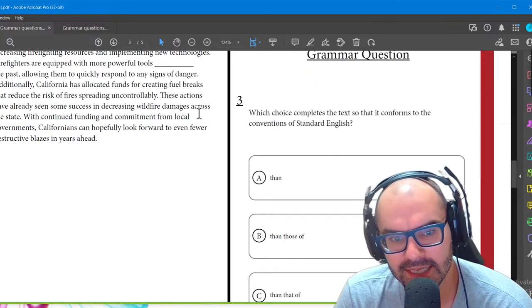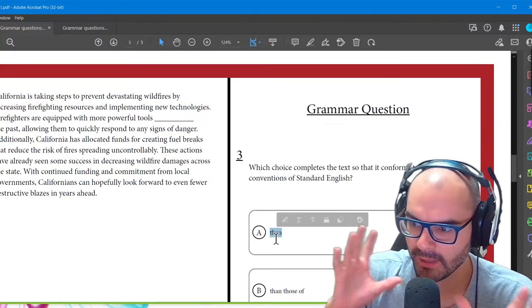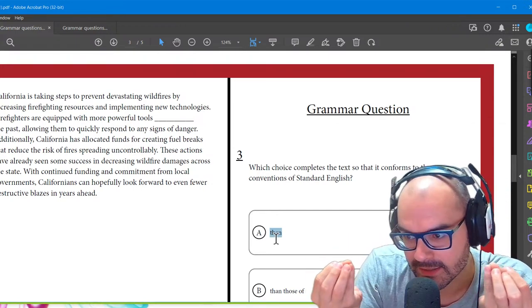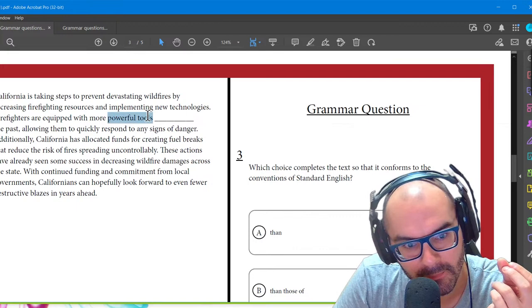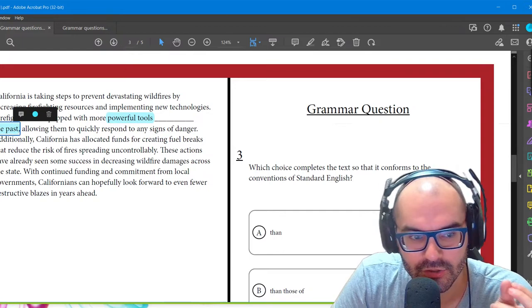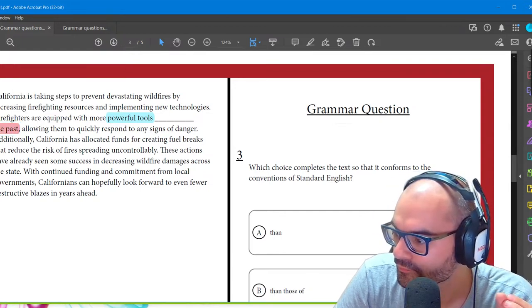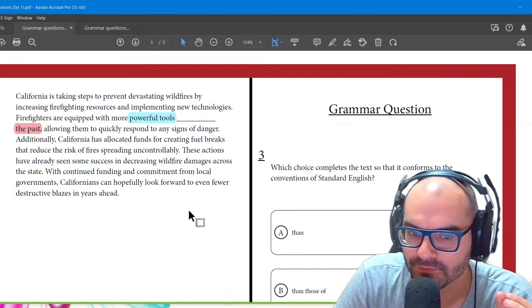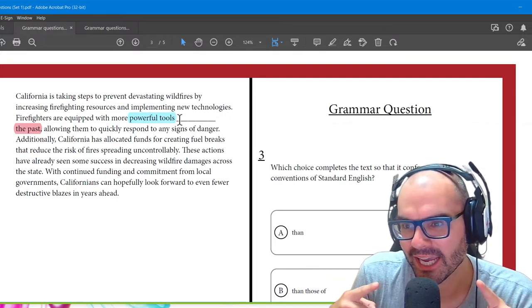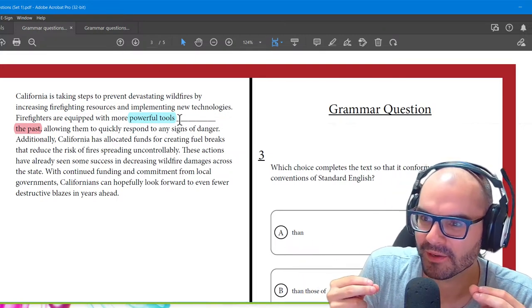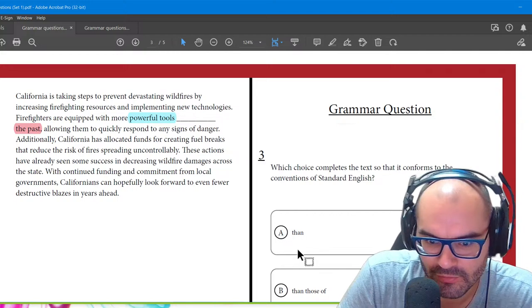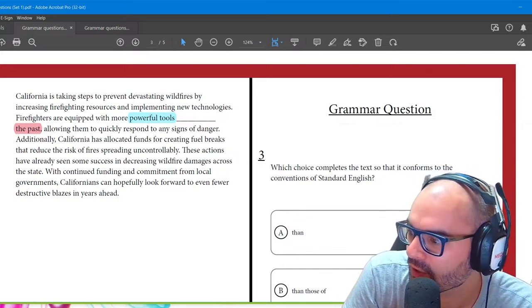Now, the thing is this. When I use than, I am comparing two things. I have to make sure that I'm comparing the same things on both sides. So here we have powerful tools and we have the past. These are two different things. So there's something wrong here. If I just say than, more powerful tools than the past, it's missing something. It's something that you might normally say out loud when you speak. Like you might just say this, but it wouldn't actually be correct in writing.